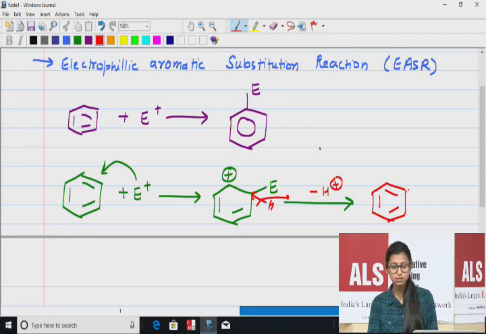Oh, very nice. Senapati Center, you are there. You were not there in the earlier classes, Senapati Center.